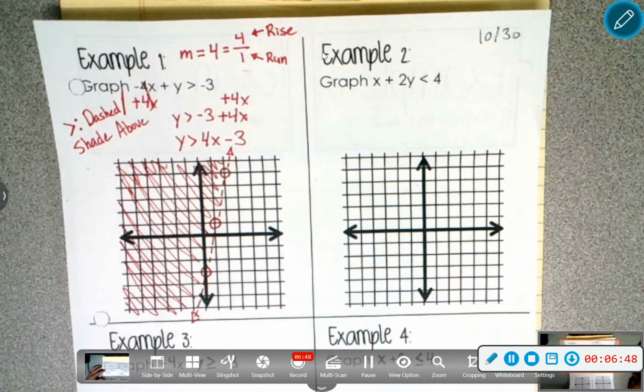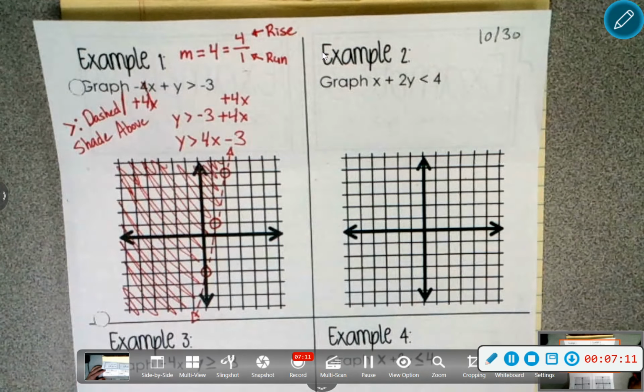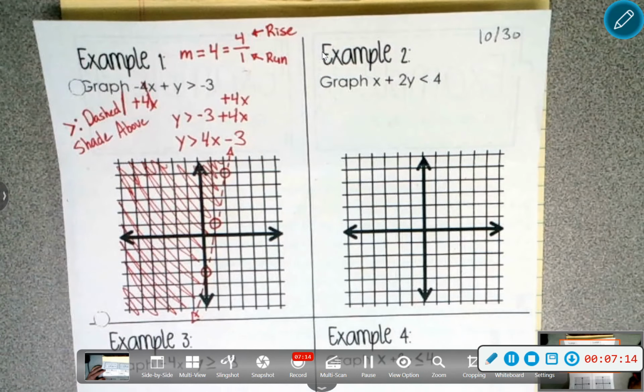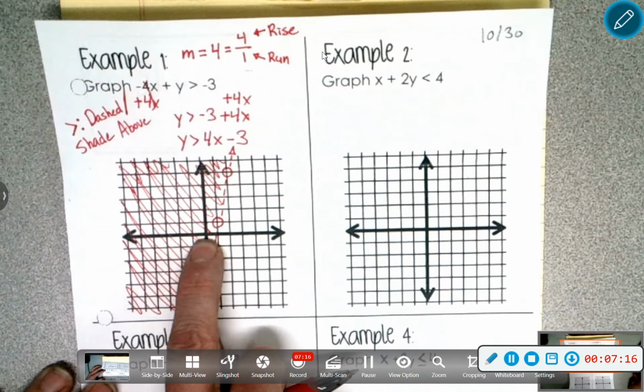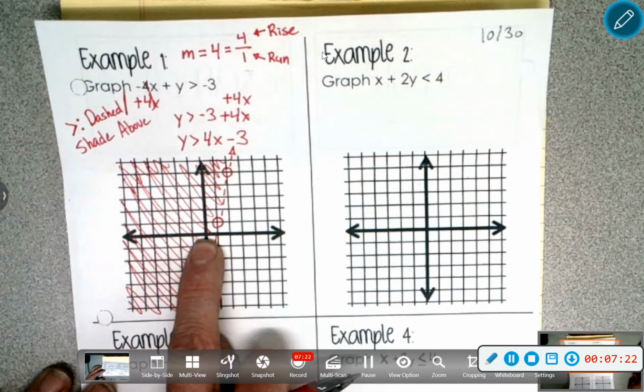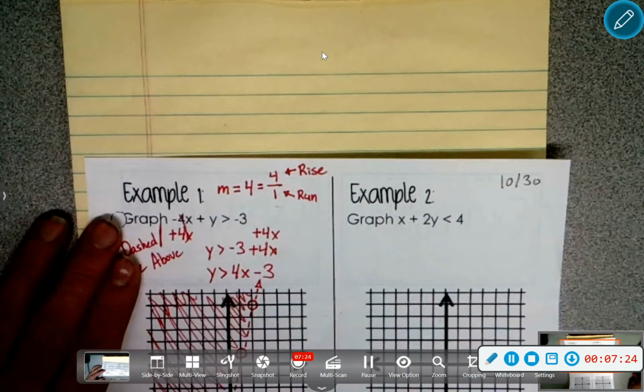Yes, Vaughn? Why are we shading it? We're shading because, just like with the Joey Chestnut video, where all of the y values greater than 7x were more than enough for him to win the competition. With an inequality, all of these satisfy the inequality. So if I were to plug in the point 0, 0, would that be inside of the shaded region? So if I plug in 0, 0, is that going to satisfy this inequality?